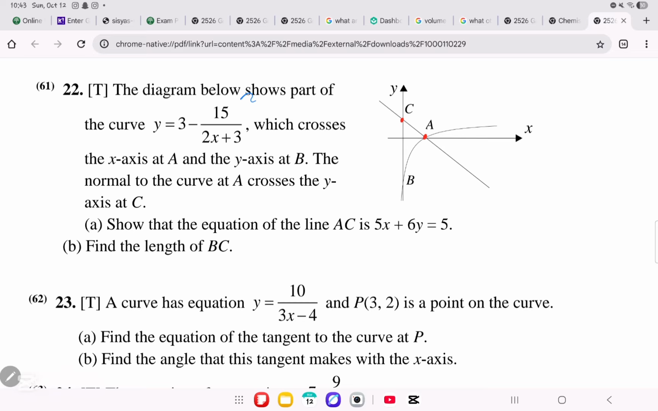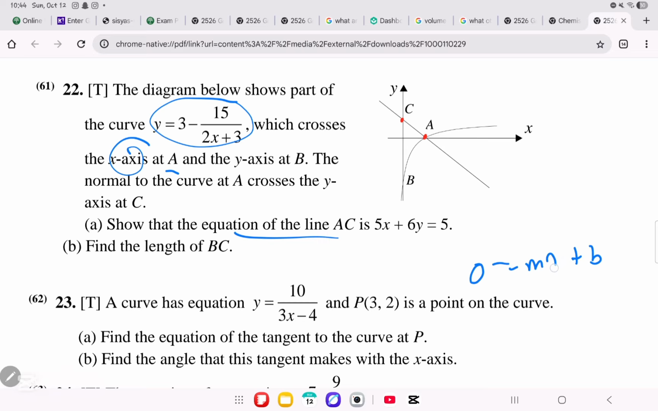Okay, so what we have over here? We have the equation of the curve. They told us that they want us to find the equation of the line AC, so y equals mx plus b. How do we find the slope from this? We know that A is a point on AC, right? And it crosses the x-axis. When it crosses the x-axis, that means y is 0. So 0 equals mx plus b.